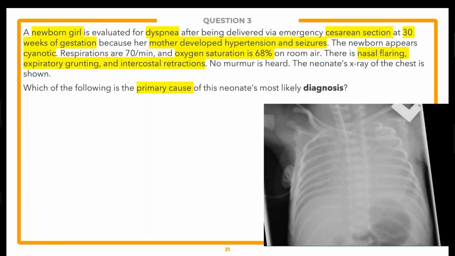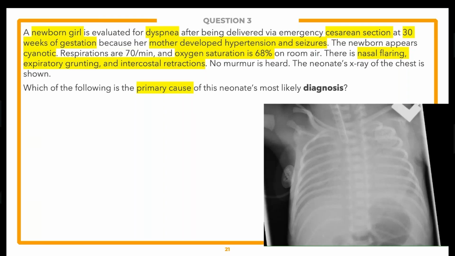So what does that mean to you guys? Mother had hypertension and seizures. What does that mean to you guys? And the newborn is cyanotic. Respirations are 70. Oxygen saturation is 68%. Okay, that's not great. Nasal flaring, expiratory grunting, intercostal retractions. All bad signs. X-ray, they show the X-ray here.